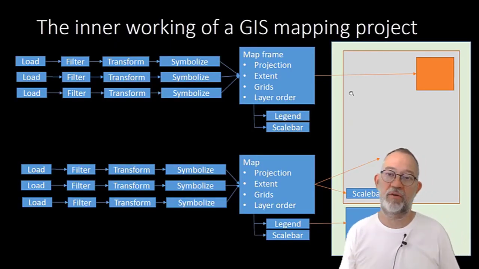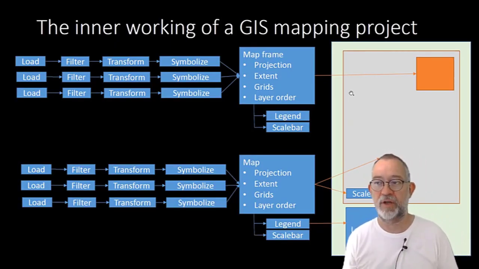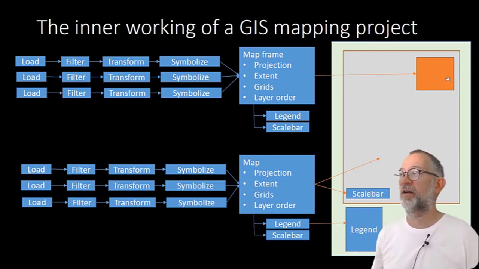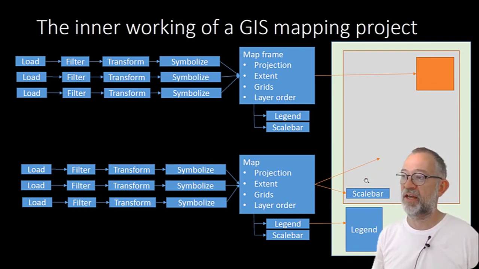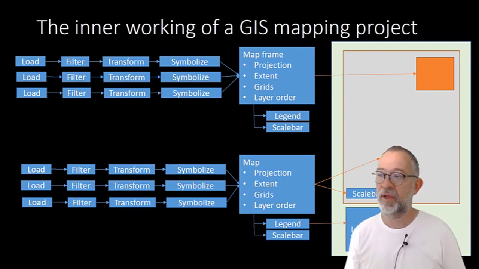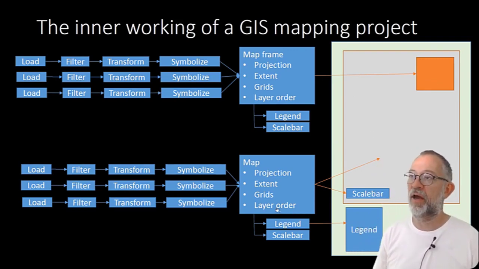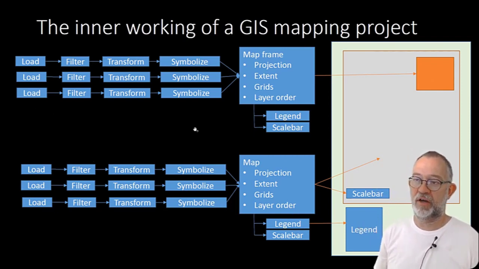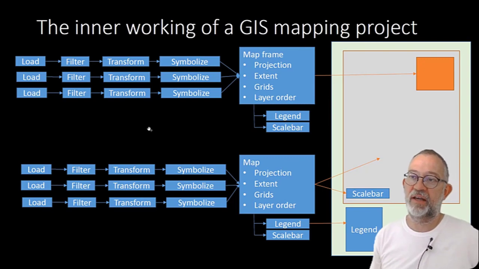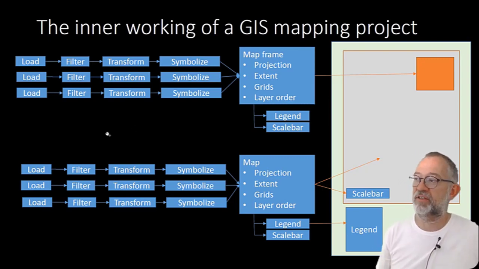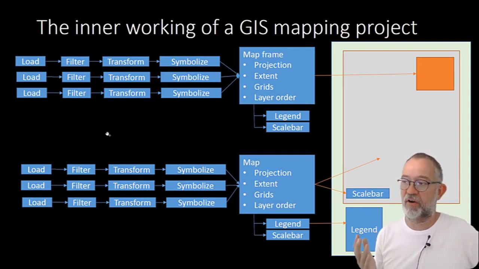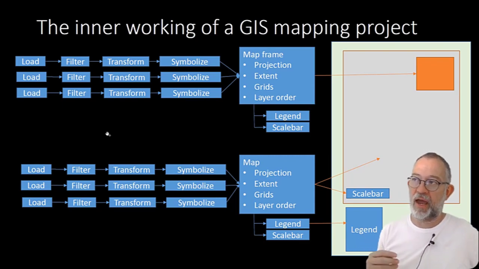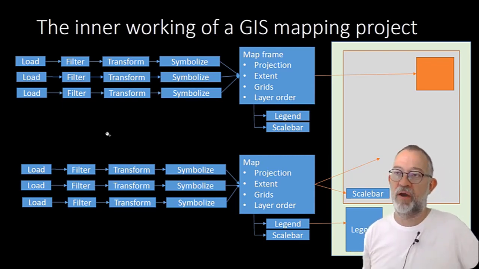If we look at the general process of how we make a map, out of here we have our final map with a map frame and another map frame and some scale bars and legends. That's the output. As input, we'll load some data and we'll do some things to that data. You can see that there are two parallel processes, one for each of our map frames, and they more or less follow the same workflow.